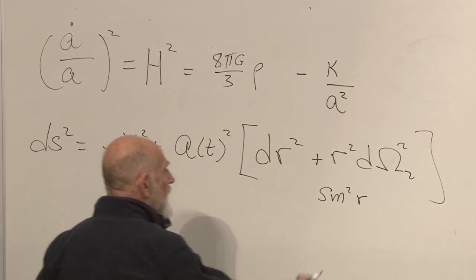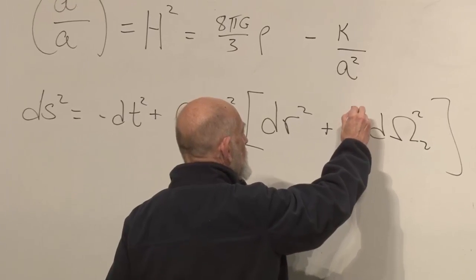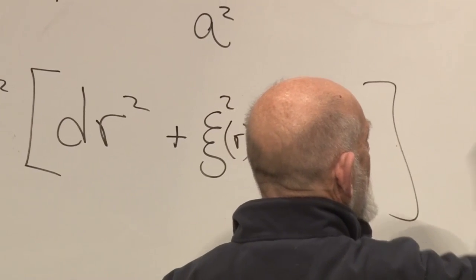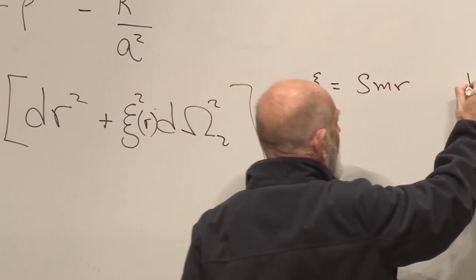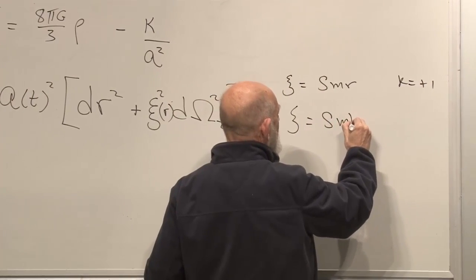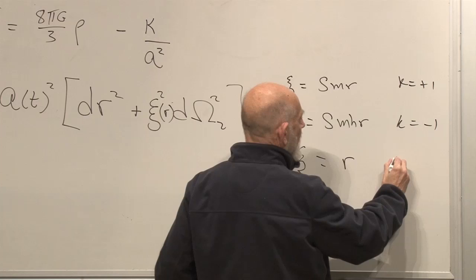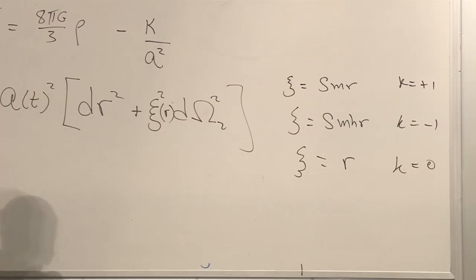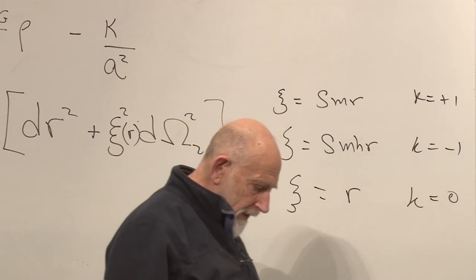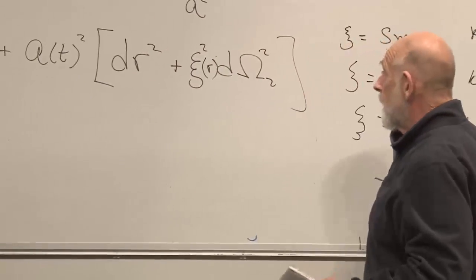All right, instead of writing 3 separate equations, let's just call it c squared of r, where c has the following meaning. C is equal to sine of r when k is equal to plus 1. C is equal to hyperbolic sine of r when k is equal to minus 1, and c is equal to r when k is equal to 0. That makes one simple formula, and we just have to remember which one we're using. 3 different spatial geometries and an equation of motion for A. And that's our basic setup.